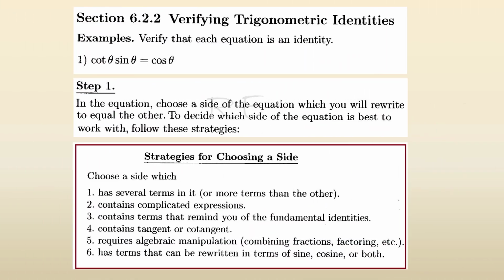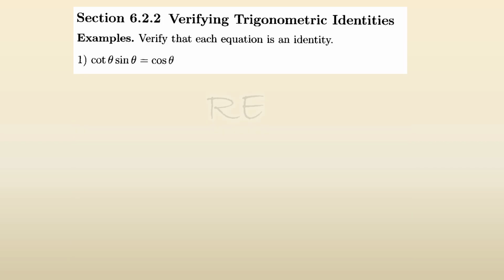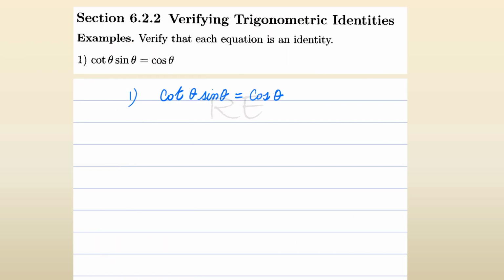Choose a side of the equation which you will rewrite to equal the other when verifying trigonometric identities. We're going to verify that cotangent theta times sine theta is equal to cosine theta.